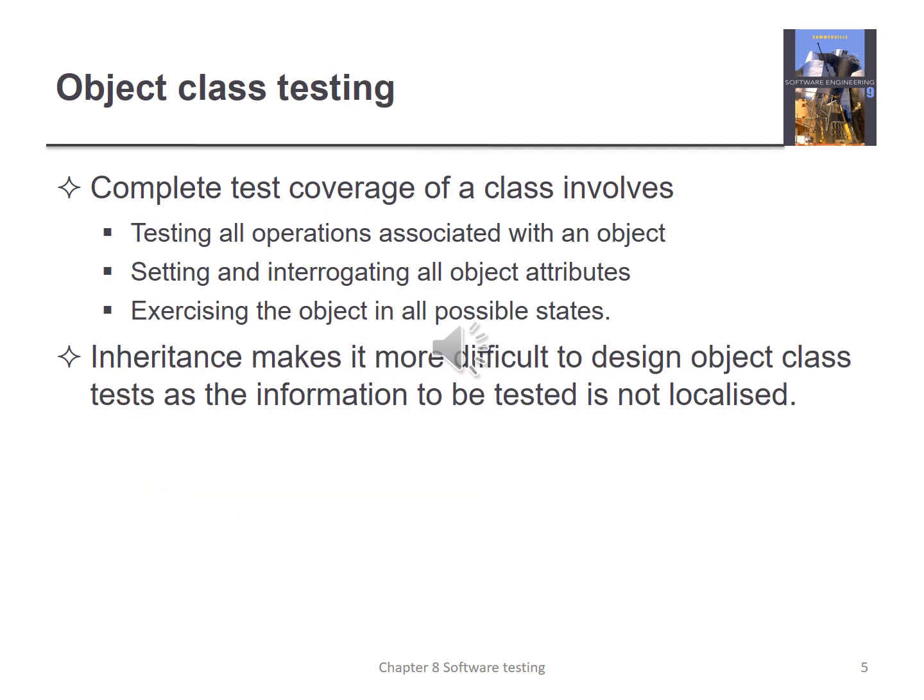Object class testing means complete test coverage of a class, like unit testing: testing all operations associated with the object, setting and interrogating all object attributes, and exercising the object in all possible states. Inheritance makes it more difficult to design object class tests, as the information to be tested is not localized.